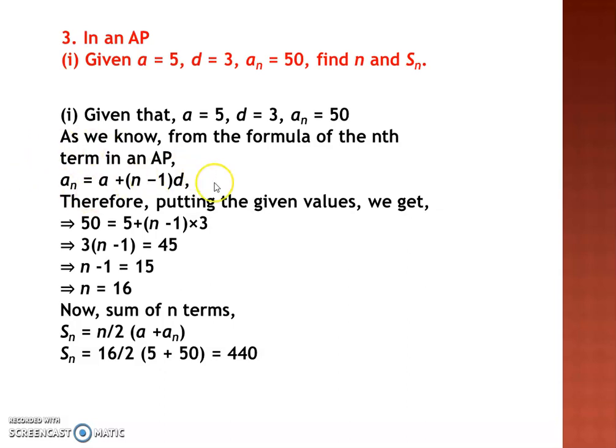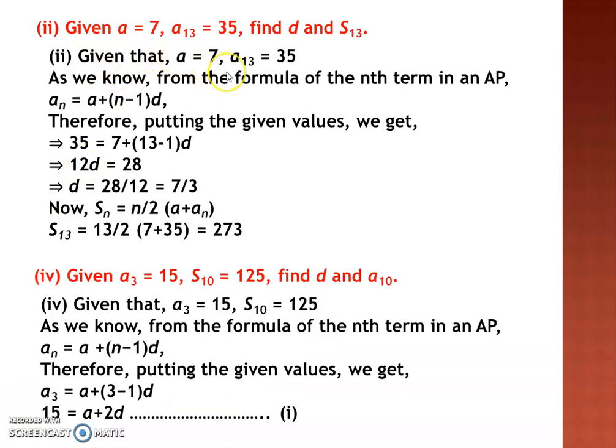So An is A plus n minus 1 d. Here An is given 50, A is given, D is given. You can find the missing variable, that is n. After solving for n, you will get n equal to 16. That means 16 terms are there till 50. So you can substitute now in the Sn formula. You are finding S16 here. So 16 by 2 into A plus An, A plus last term. That formula can be used here. After solving, you will get the answer.